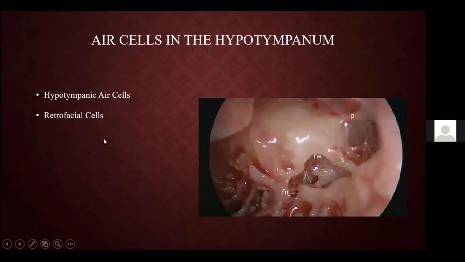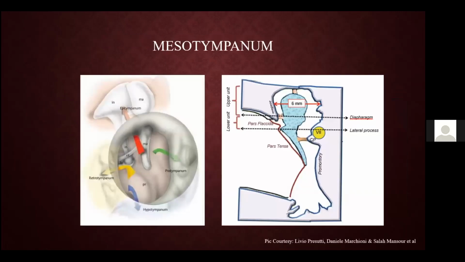Another important group of ear cells in the hypotympanum are the retrofacial cells. As I told, there is a relation posteriorly to the styloid complex and the facial nerve. So sometimes a pneumatization of the mastoid antrum continues in a retrofacial direction towards the hypotympanum. So we can access the hypotympanum through the retrofacial direction also, in case we are not able to clear the disease or any pathology in the hypotympanum.